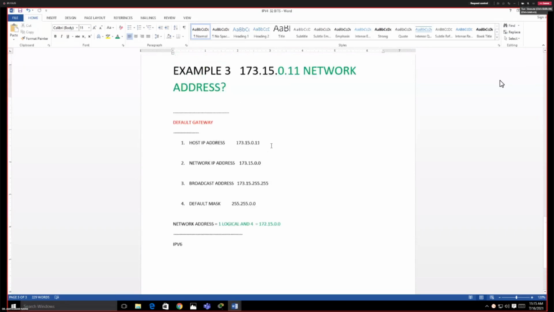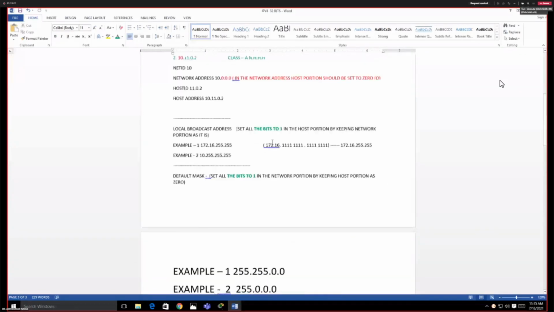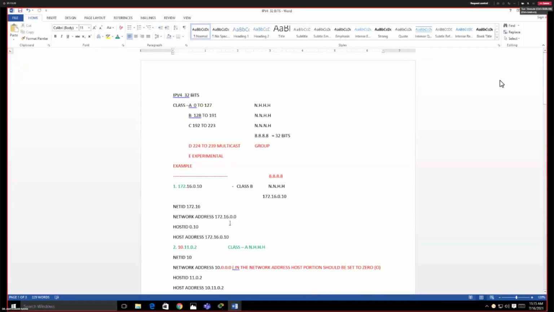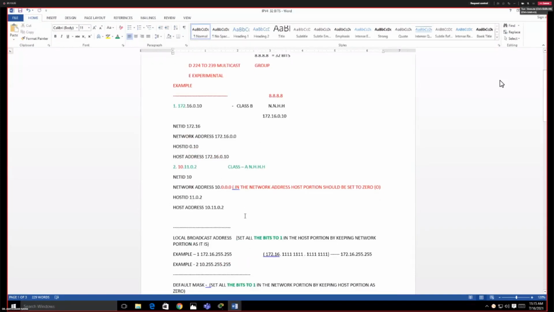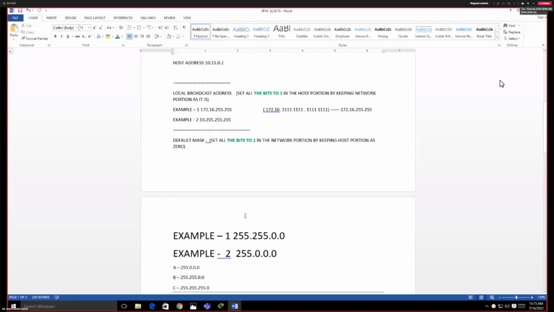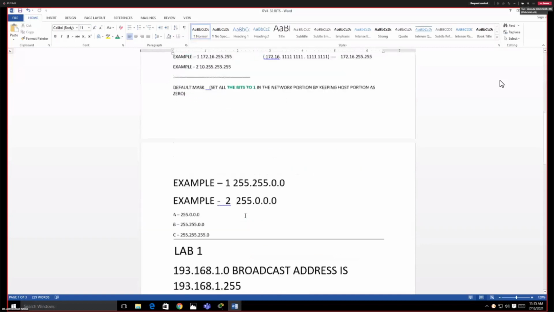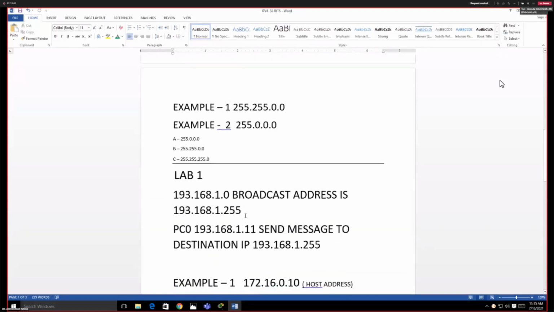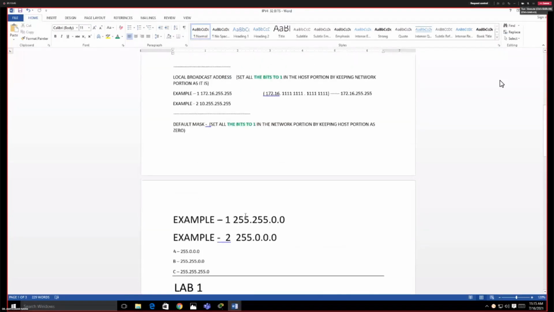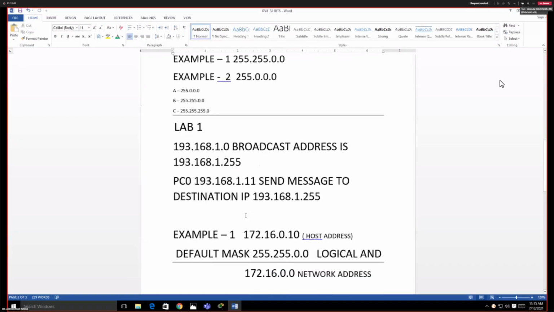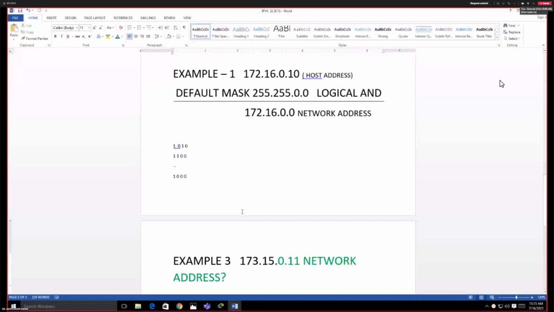No, sir. Okay. So I hope that now you have the idea about network address, host address, class A, class B, class C and their representation. You have the idea about local broadcast address and default mask, and what the purpose of the default mask is.